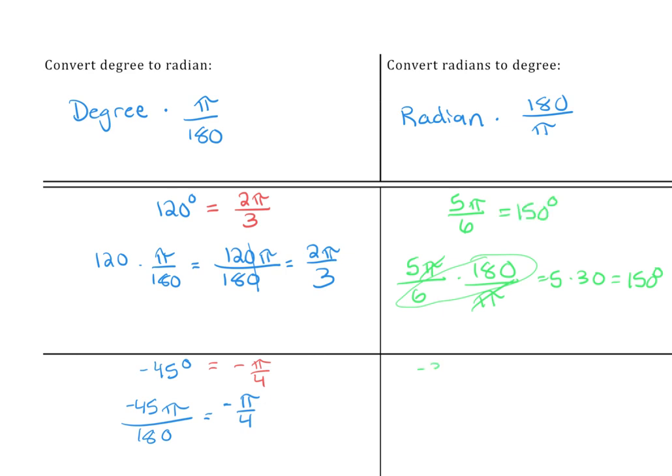Okay, so let's do one more, negative 3 pi over 2. So once again, multiply by 180 over pi. The pi's will cancel. Cross simplify: 180 divided by 2 is 90. So negative 3 times 90 is negative 270.